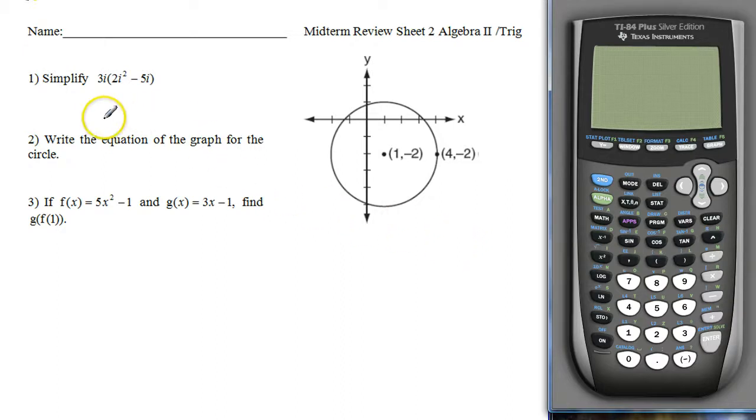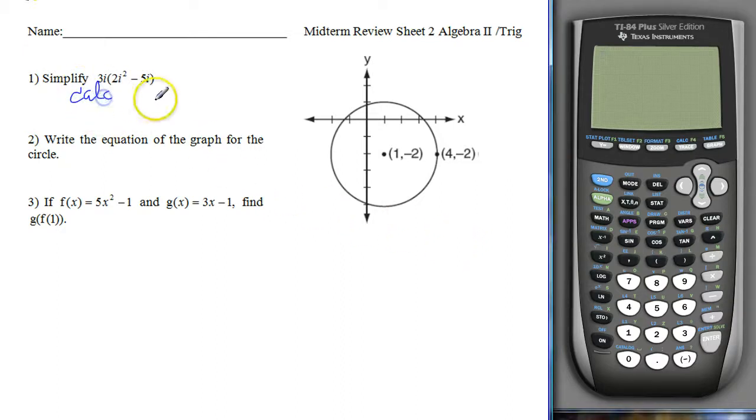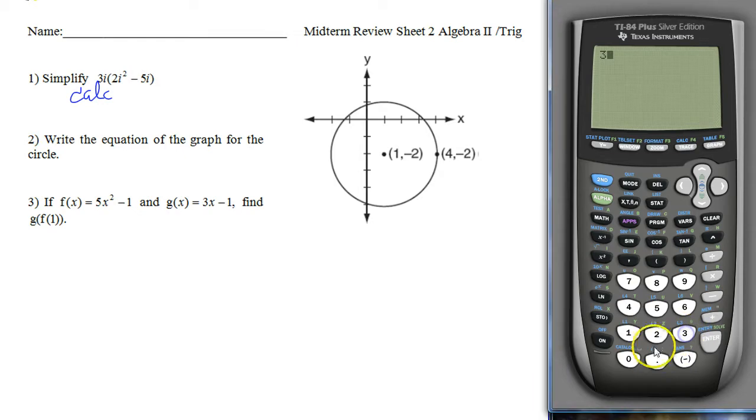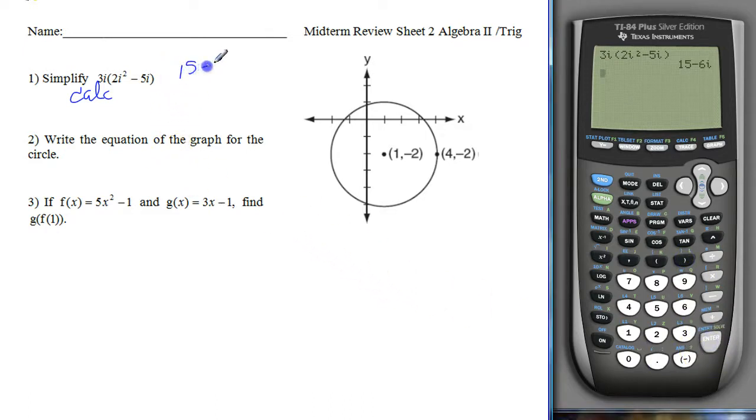So number 1 goes right in the calculator. You go 3i over the decimal, second i, parenthesis, 2i squared minus 5i. Right in the calculator. You could do it by hand, you could distribute, but this is an easy one. Make sure you get it right. So it's 15 minus 6i.